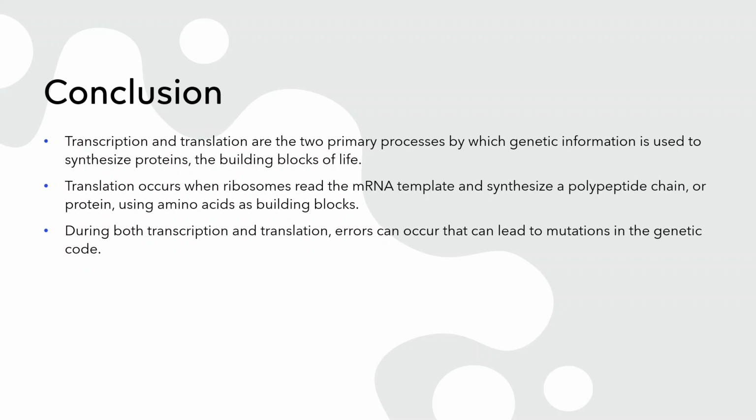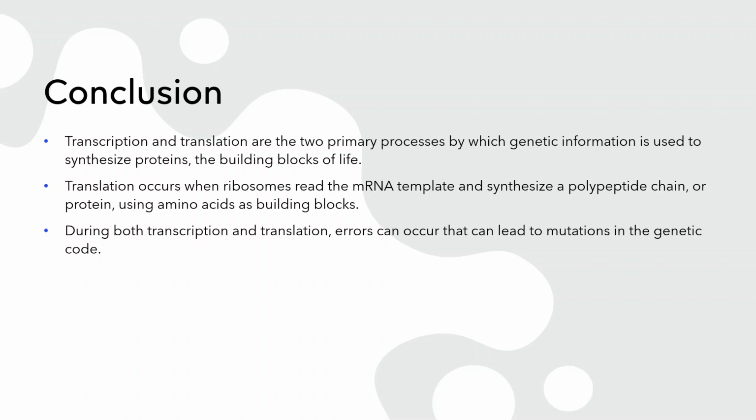In conclusion, a little summary of transcription and translation: there are two primary processes by which genetic information is used to synthesize proteins, which are the building blocks of life. Transcription occurs when RNA polymerase binds to a DNA template and synthesizes an RNA molecule that is complementary to the DNA sequence. This RNA molecule, known as messenger RNA, is then processed and transported out of the nucleus and into the cytoplasm, where it is used as a template for translation.